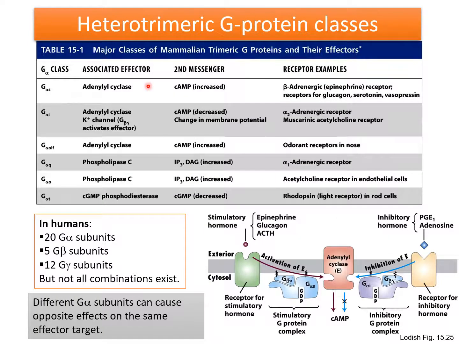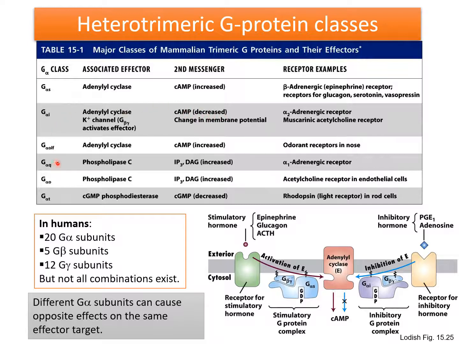Here are some examples of some heterotrimeric G protein classes. I believe what Dr. Romero is really going to focus on is going to be the G alpha S and G alpha I. So S for stimulatory, I for inhibitory. With stimulatory, you're going to want to increase cyclic AMP, and then with G alpha inhibitory, you're inhibiting or decreasing cyclic AMP generation.